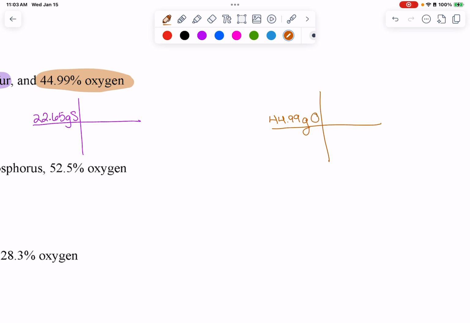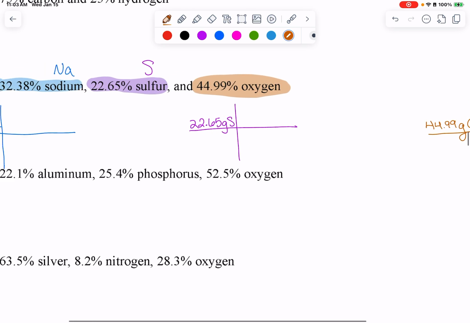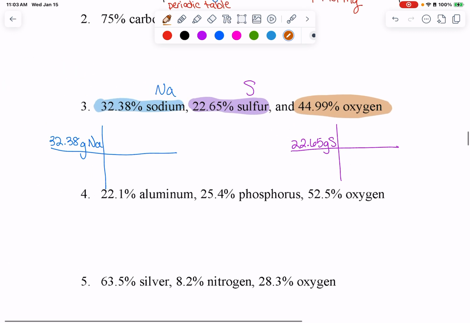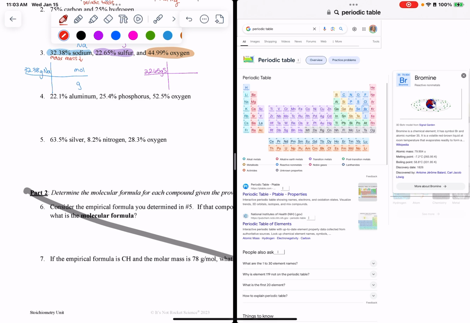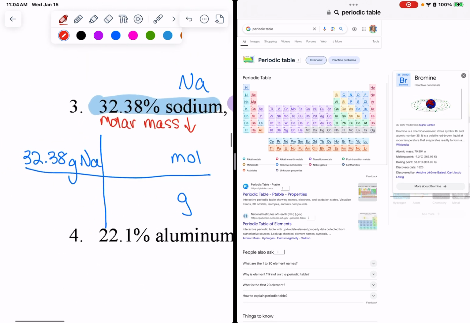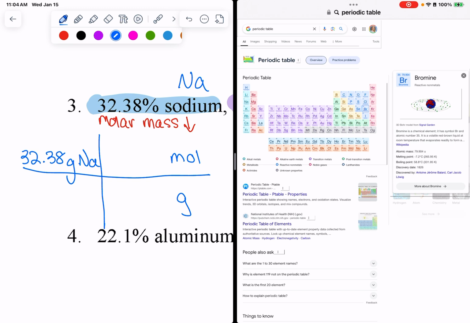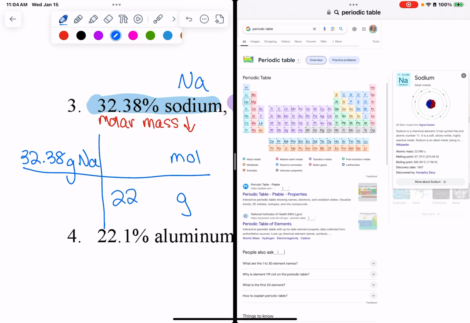44.99 grams of oxygen. Now, as you recall, we need to change all of these from grams to moles using the molar mass. All right, how do we find the molar mass? From the periodic table. So I'm going to pull back up my periodic table here. On the periodic table for Na, we get 22.99 grams for every 1 mole.